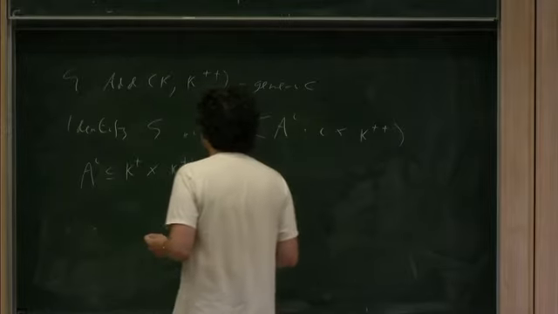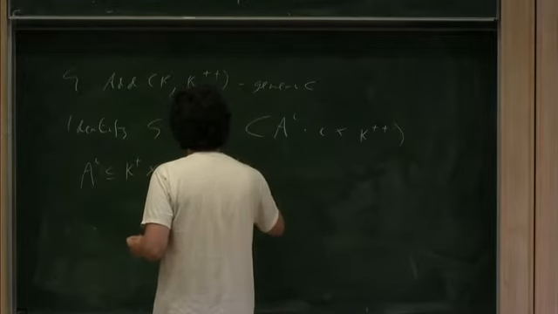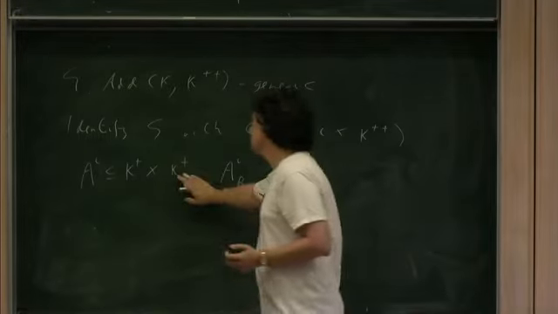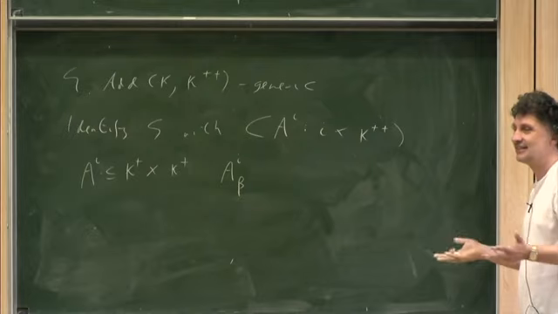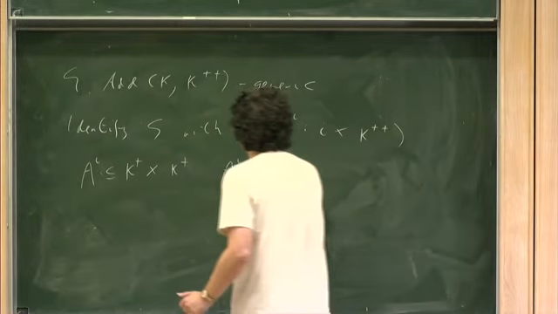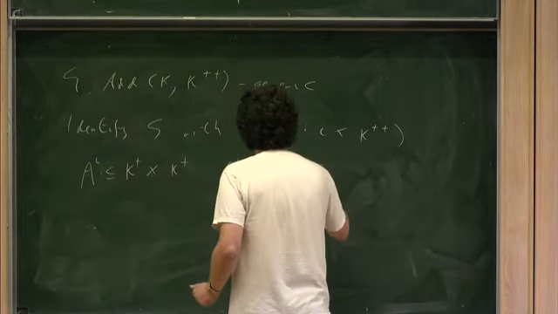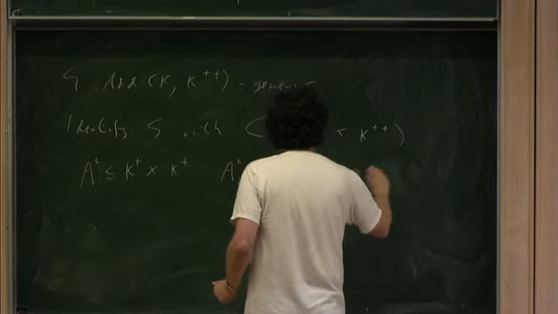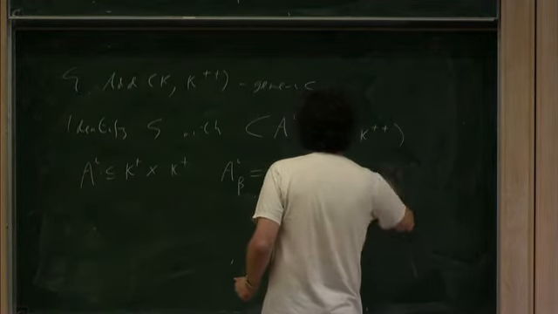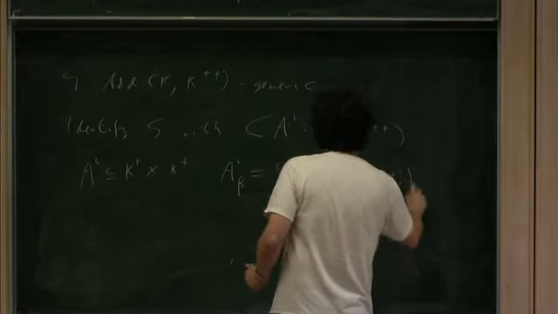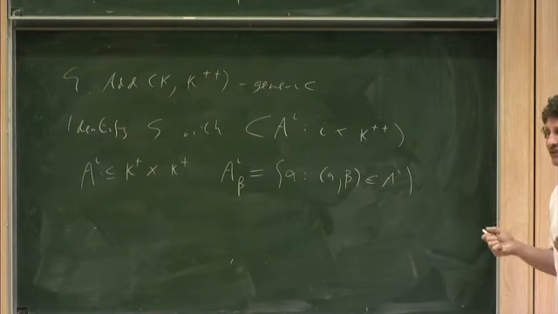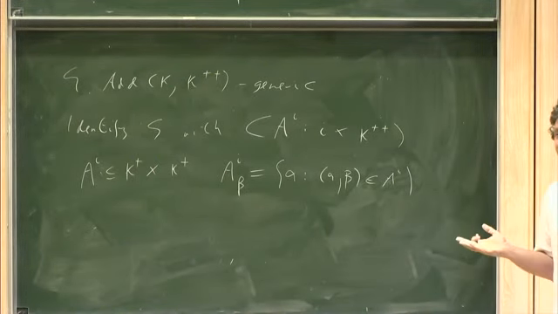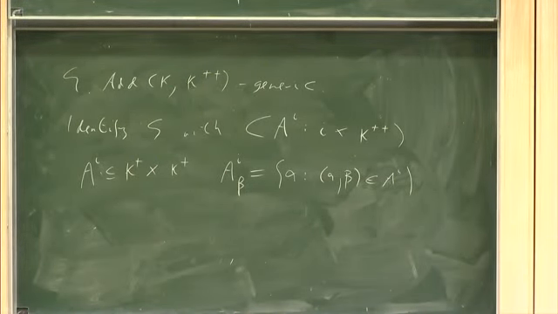Then I'm going to further identify this kappa plus times kappa plus matrix of zeros and ones with A_i. I'm going to look at it row by row, and looking at it row by row, I'm going to see a sequence of kappa plus many subsets of kappa plus.